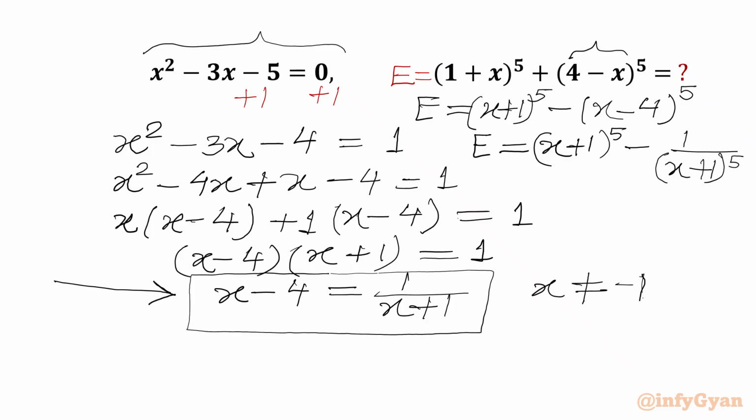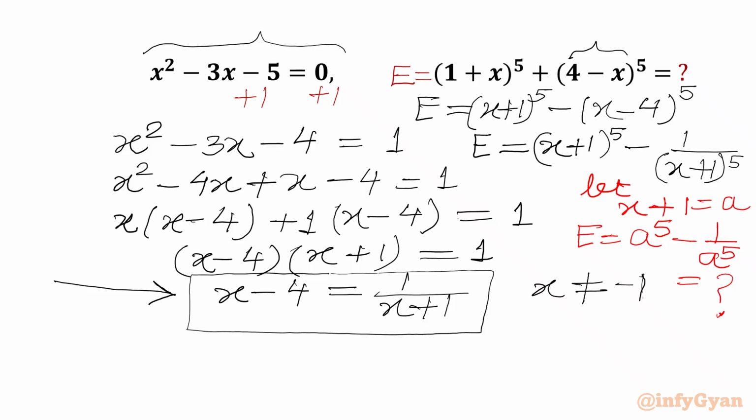Let us say x + 1 equal to A. So our required expression is A^5 minus 1 over A^5. Now I will utilize the same equation. I can write x - 4 as x + 1 - 5, equal to 1 over x + 1.